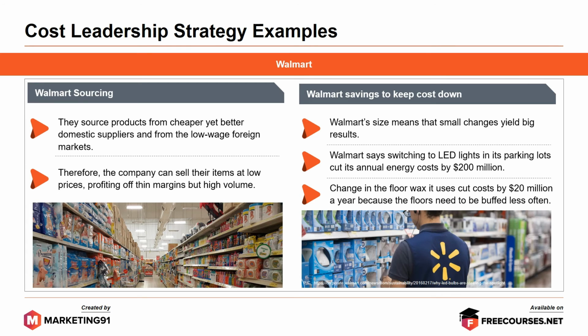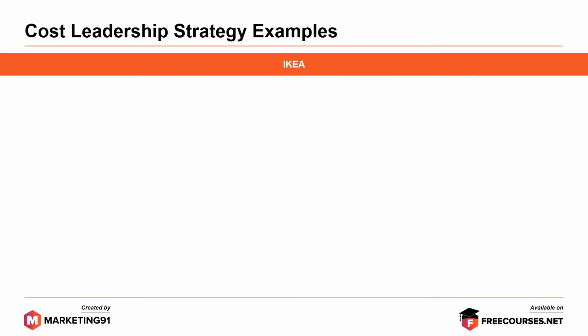Next example, Ikea. The Swedish company Ikea has revolutionized the furniture industry. Ikea sources its products in low-wage countries and offers a basic level of service. While this is a bit more complex than traditional retailers, it allows Ikea to offer lower prices and attain cost leadership.